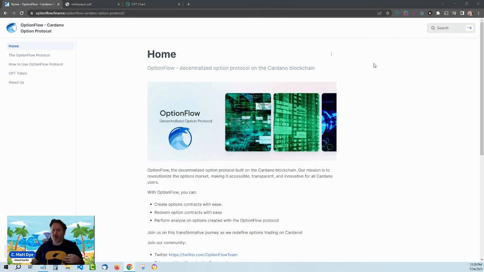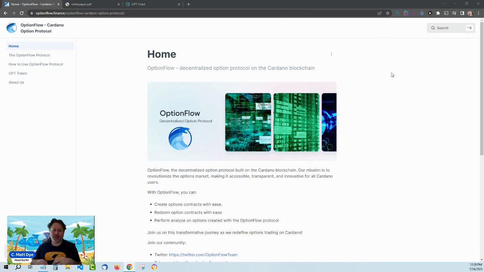I want to talk about why I'm excited about options and explain a little bit about what they are, because in talking with people yesterday, not everyone knows what they are, and why I believe it is a huge opportunity. So I'm going to explain a little bit about that, talk about the protocol, and talk about a little bit of the white paper and the utility behind it.